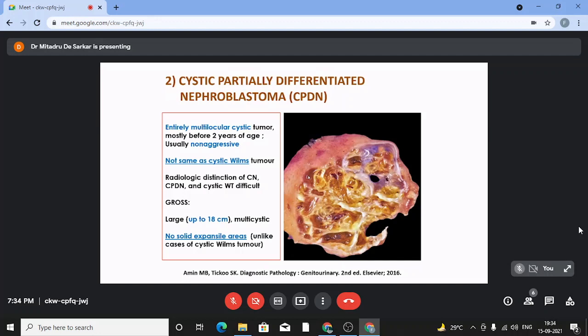Radiologically, it might be difficult to distinguish between cystic nephroma, CPDN, and cystic Wilms tumor. So the final say is by the pathologist after a diligent sectioning, in order to check for the presence of solid masses, because if you get even the smallest amount of solid component in this particular setting, it does not stay CPDN anymore. It becomes a cystic Wilms tumor. These grow up to large sizes, up to 18 centimeters, and have a completely multicystic appearance without any solid expansile areas.